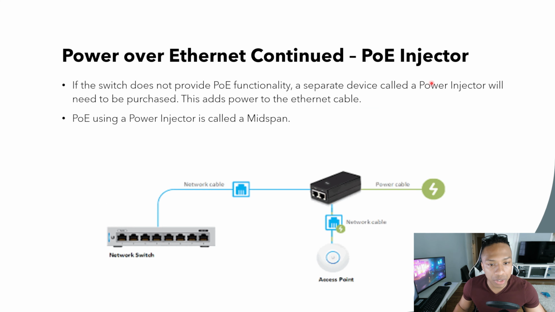So let's talk about PoE injector. If the switch does not provide PoE functionality, a separate device called a power injector will need to be purchased. So this adds power to the Ethernet cable. And this is called a mid-span. Remember this for the exam. If you use a PoE injector, it is known as a mid-span. So remember end span for switches and remember mid-span for PoE injectors.